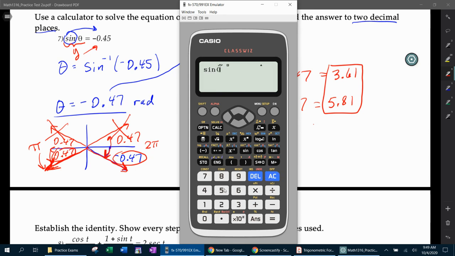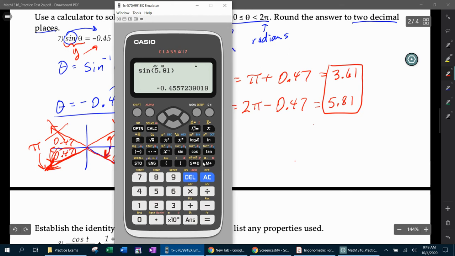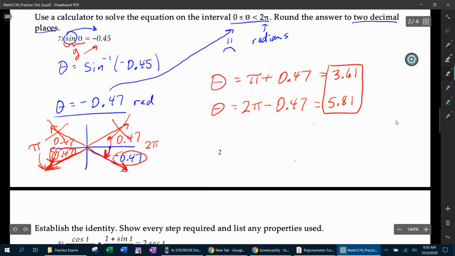And then sine of 5.81, and that's a little bit farther off, but it's close, right? That was rounded correctly to 2 decimal places. It's a little bit far off. Let me check that one more time. 2 pi minus 0.47, 5.81 rounded. I can't argue with that. And it was close. So those are verified.